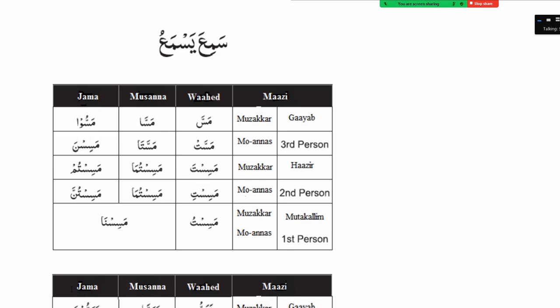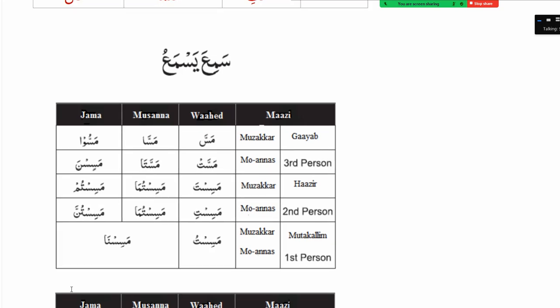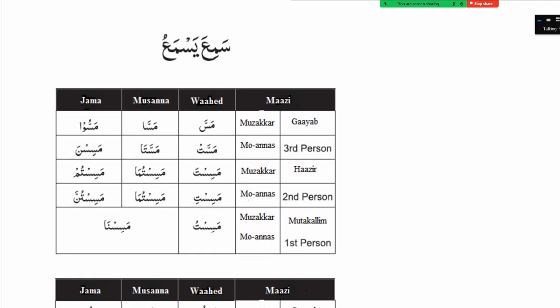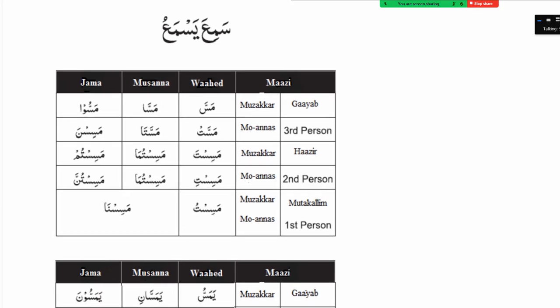Now next bab is Sami'a Yasma'u. And what is happening in this Mudare? The middle letter is having a fatha. Massa Yamassu. Okay? Since it belongs to bab Sami'a Yasma'u, we have Massa Yamassu. The Mudare is having a fatha. So we have the same Madi chart. Massa, Massa, Massu, Massat, Massata, Masisna.